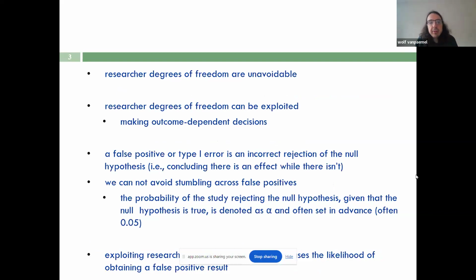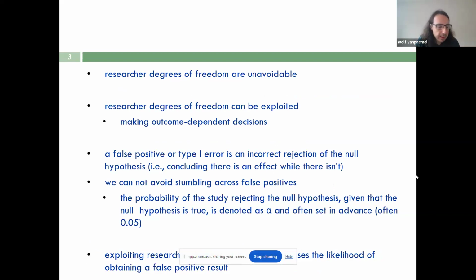So research degrees of freedom in themselves are unavoidable, and they're also not a real problem. The fact that they exist, they're just things you need to decide, and you make a decision. That's not a problem in itself. They do lead to a problem in the sense that they can be exploited.